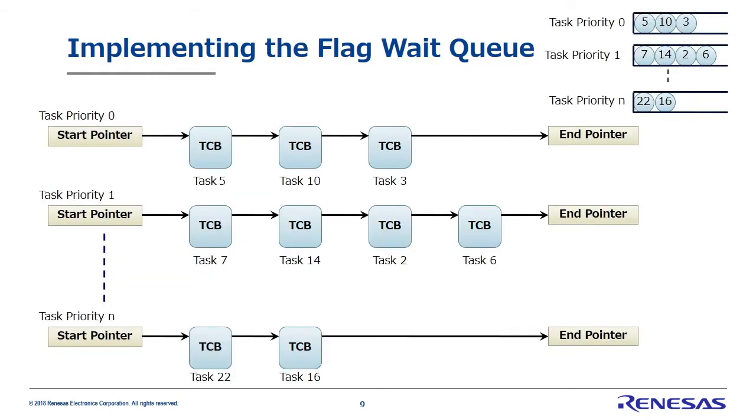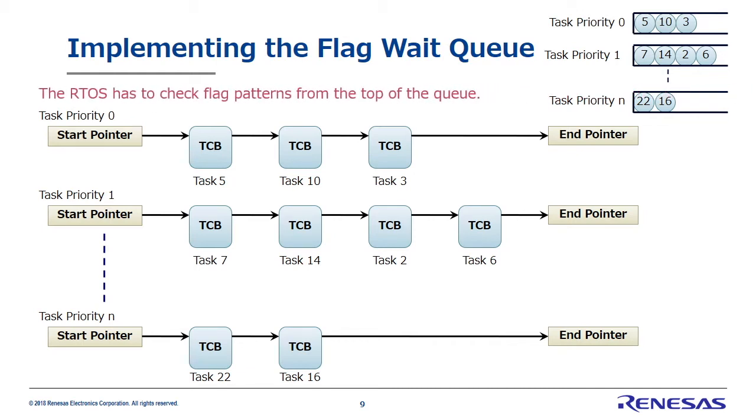Next up is the flag wait queue. The flag wait queue is slightly different from other wait queues. As described in section 3, tasks waiting for a flag are enqueued for each event ID. These tasks are released from waiting by the setFlag API. But when the setFlag API is invoked, they aren't necessarily released from the head of the queue. They are only released when the flag patterns match.